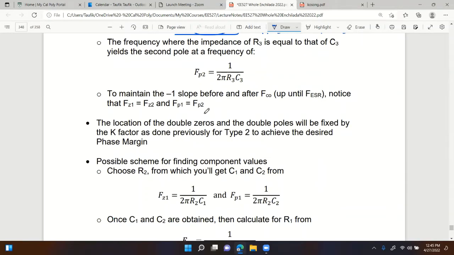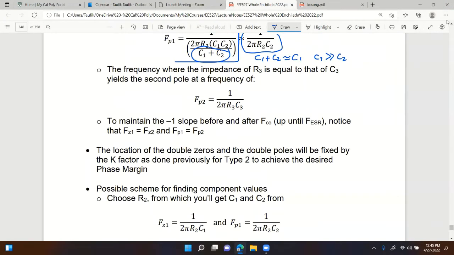Any questions so far? Again, we want the two poles to be at the same frequencies, the two poles, the two zeros. Remember, we have FZ1, FZ2, FP1, and FP2, right? Two finite zeros and two finite poles. And for type 3, we want the location of these two zeros to be the same frequency. Same thing with the poles. So we have a double zero and a double pole.